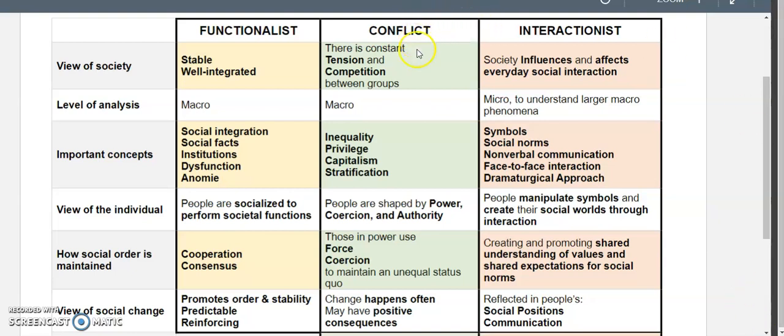Now we're just going to walk down this column. So conflict says that there is constant tension and competition between groups. We don't know what led to World War XII, but we can kind of infer that once again there was some sort of inequality down here that caused people to come into large-scale group conflict in order to have control over whatever resources that society had valued.